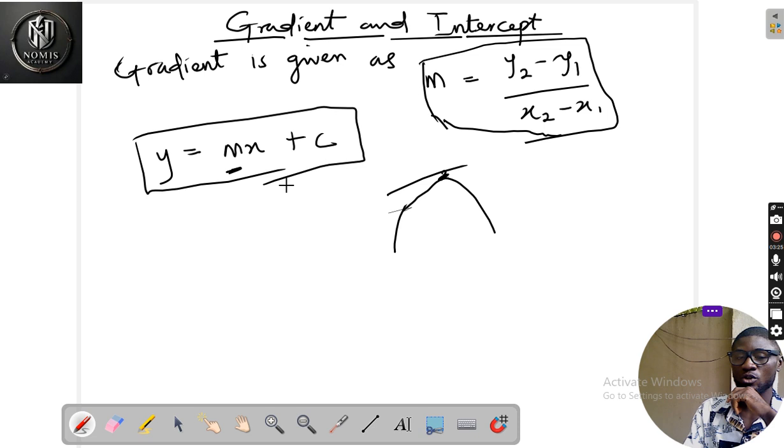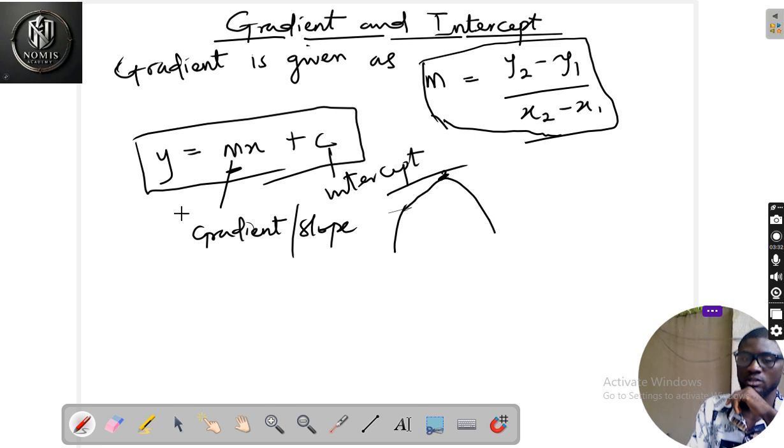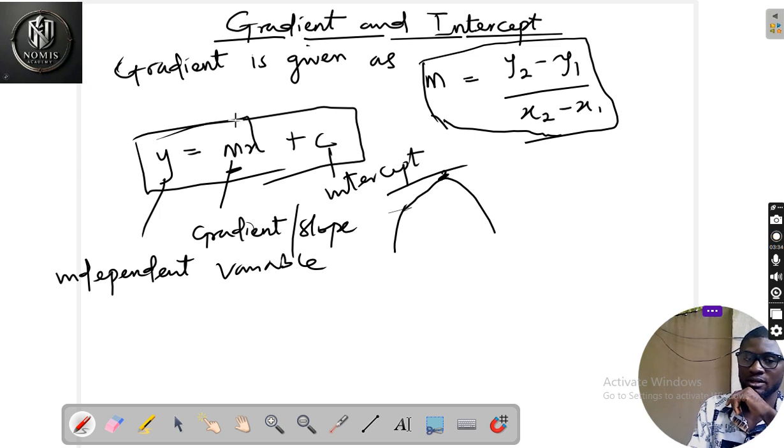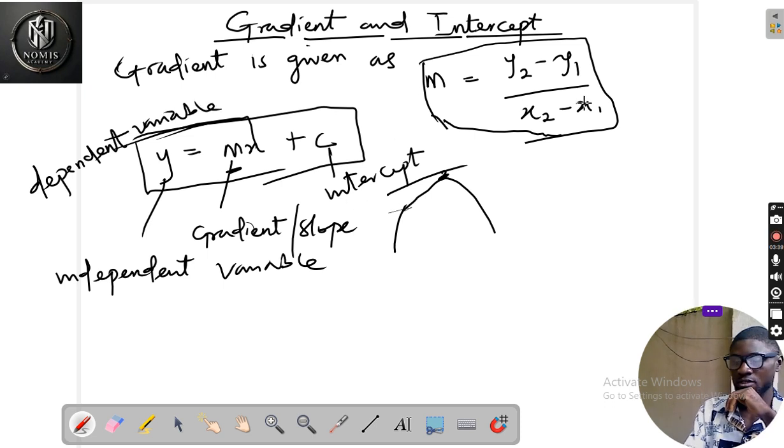So in this formula, y is equal to mx plus c, this c stands for intercept, while this m stands for gradient or slope. You can call it slope, you can call it gradient. And y is what now? Independent variable. And lastly, our x is dependent variable. x is dependent variable. So I believe you understood every part of this equation.